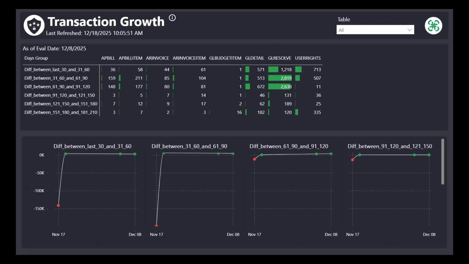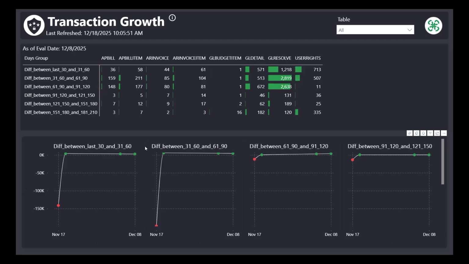So as you can see in the matrix, across the top we have the 30-day increments across the rows and the tables in the database across the columns. And then the bars or values here in the table pertain to the deltas or differences, or the transaction increases or decreases in the tables. So as we can see here for the GL resolve table, there are significant increases in transactions in these 30-day increments. So that might be something to look into.